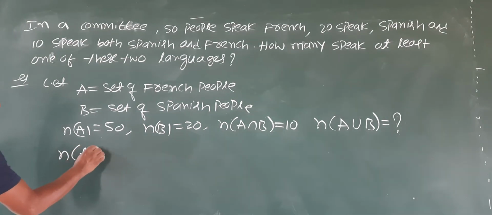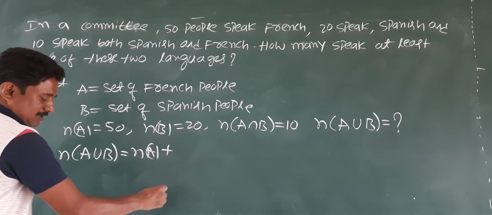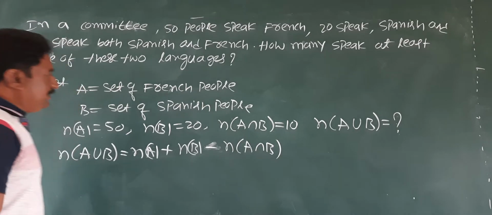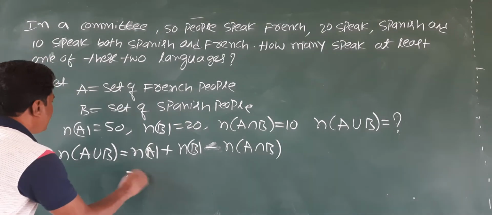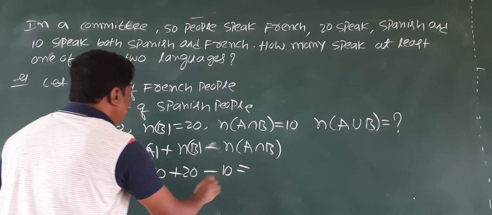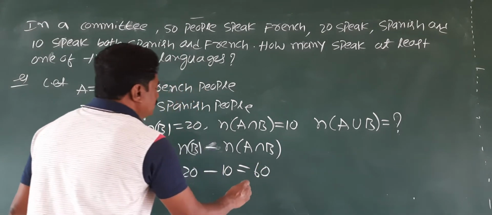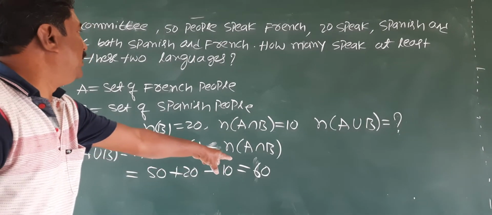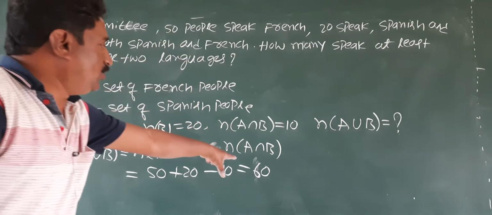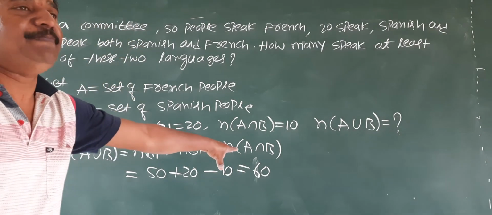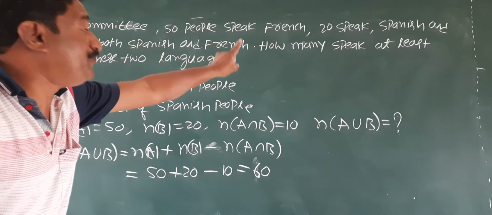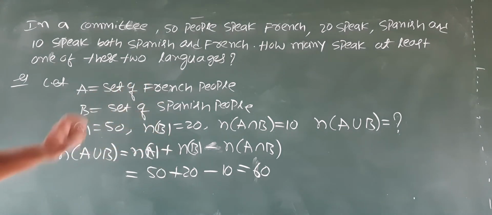The number of elements in A union B is equal to the number of elements in A plus the number of elements in B, minus the number of elements in A intersection B. Substitute and calculate: n(A) is 50, n(B) is 20, minus the common people 10. 50 plus 20 minus 10 is 60. Out of these 60 people, each person speaks at least one language, either French or Spanish. I hope you understood. So there are 60 people in total.